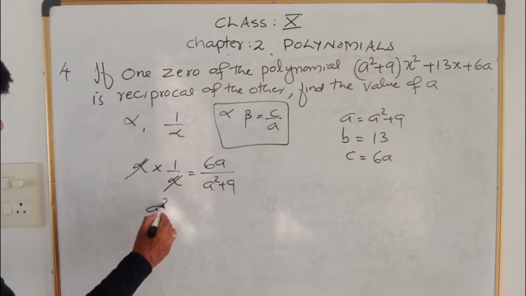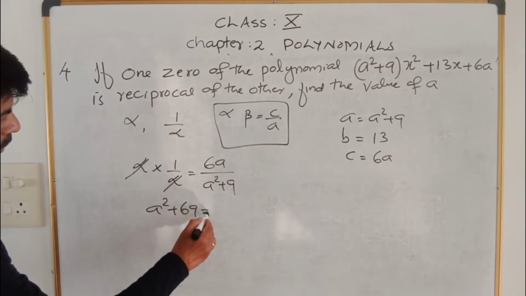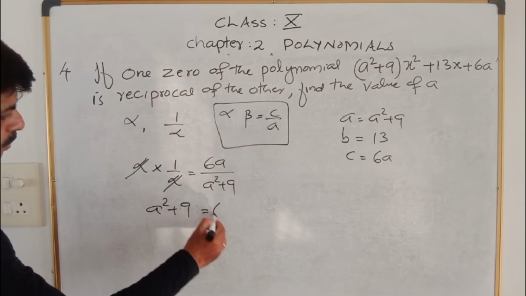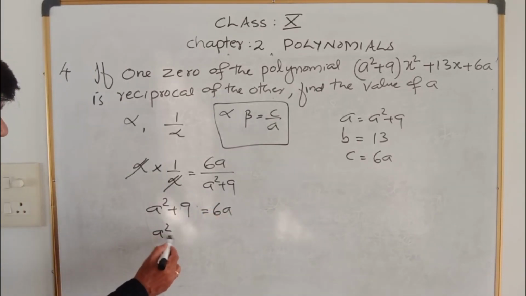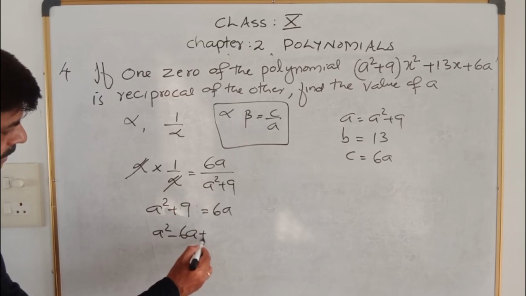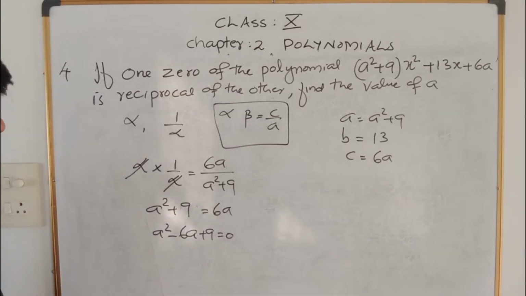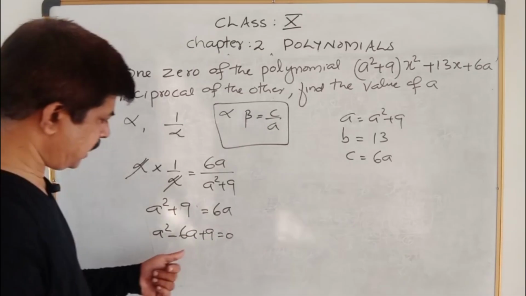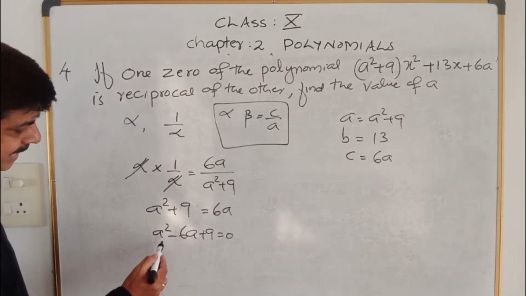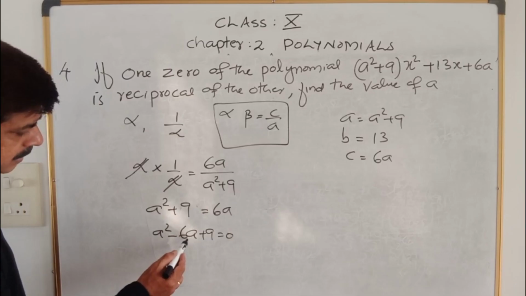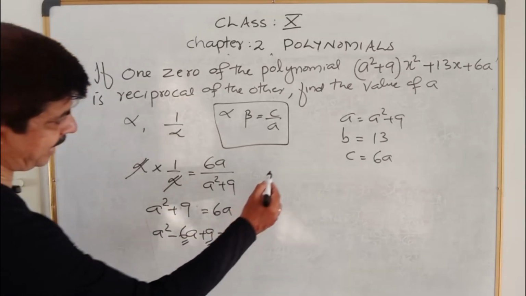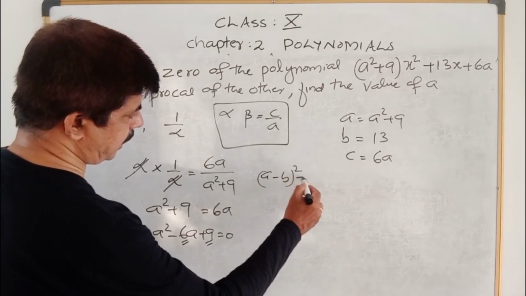So we cross multiply: a square plus 9 is equal to 6a. Changing 6a to the LHS, it becomes a square minus 6a plus 9 equal to 0. You know that this is a square number, so you can apply the a minus b whole square method, otherwise split the middle term, with the sum negative 6 and the product 9.